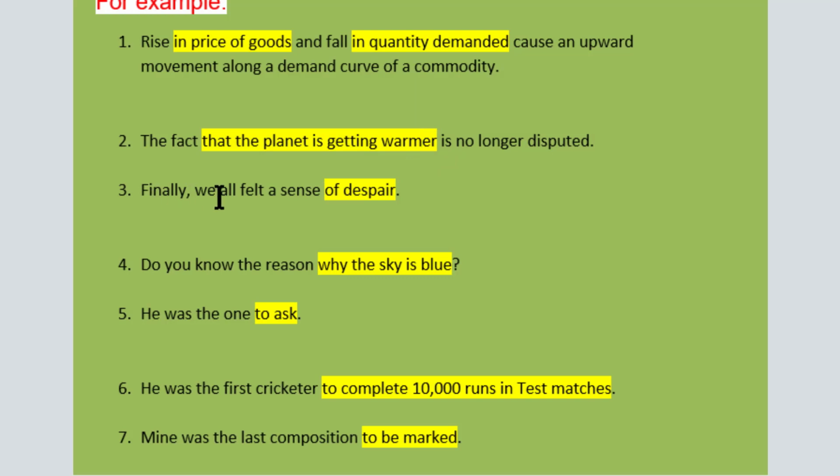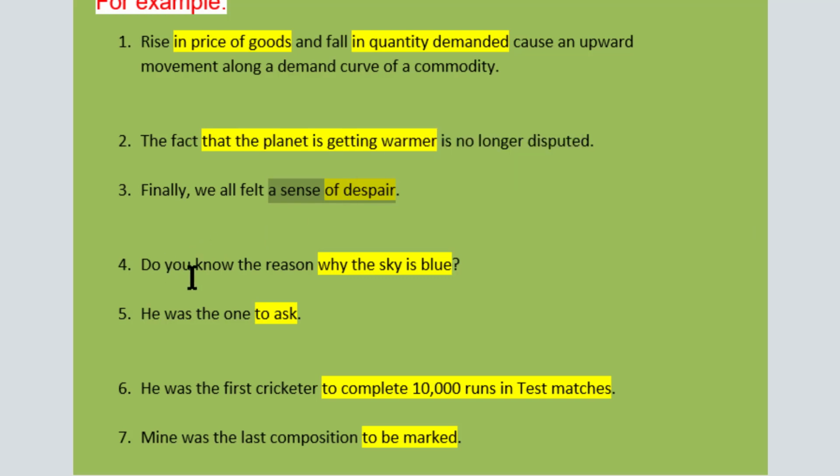See the next example. Finally, we all felt a sense of despair. Here this prepositional phrase is the complement of the head sense. This complete noun phrase is working here as the direct object of felt. We all felt what? A sense of despair. So this one is the object of felt. Now move to the fourth example.